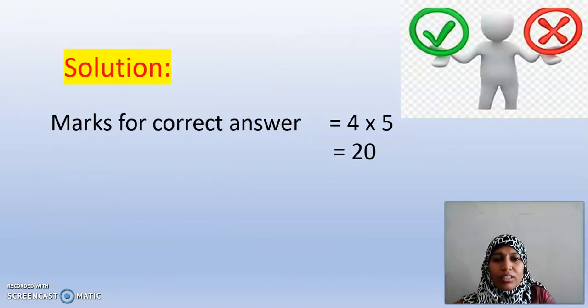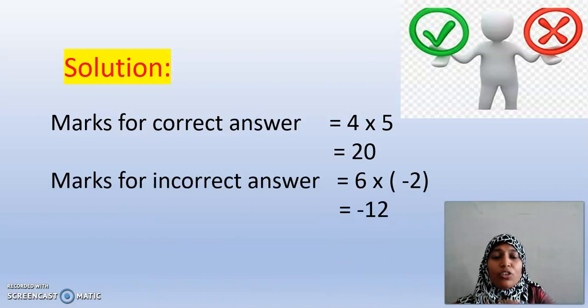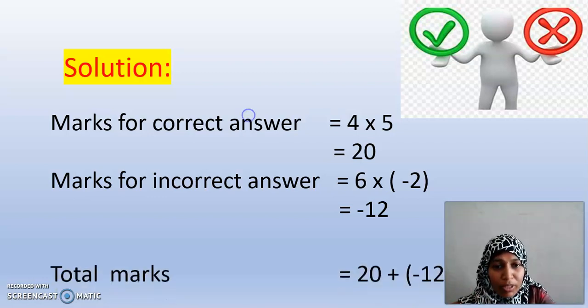Marks for correct answers: 4 into 5 is equal to 20. How many incorrect answers did he write? Yes, I could hear you saying 6. What is the marks allotted for wrong answers? Minus 2. So 6 into minus 2 is equal to minus 12. By writing correct answers, he scored 20 marks. Because of his mistakes, he is going to lose 12 marks. So what will be his total now?